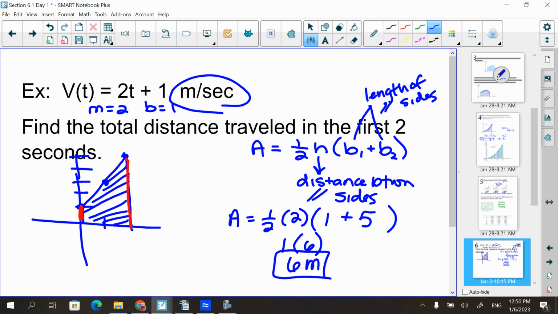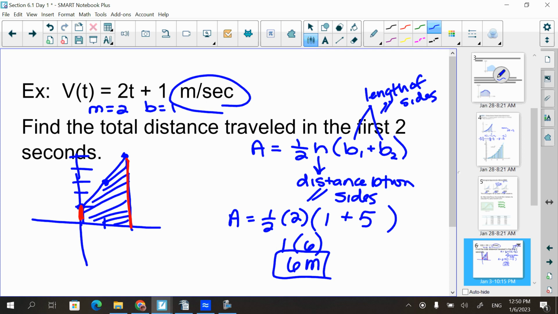Okay, now, here's the problem with this. What if it said in the first 20 seconds? And you didn't want to have to keep going up to right one, up to right one, to figure out the height of that last one. You don't have to do that. All you needed were those first 2 points, okay?